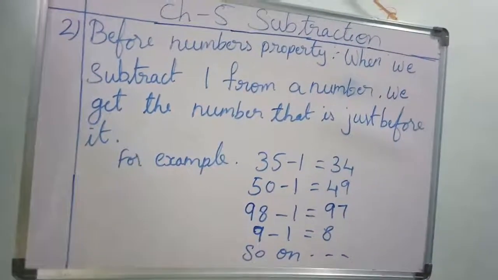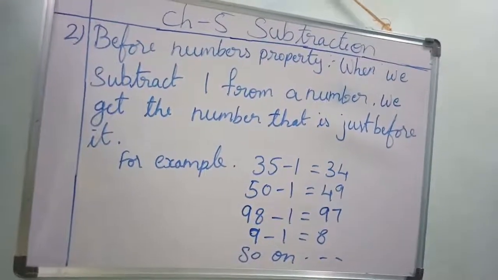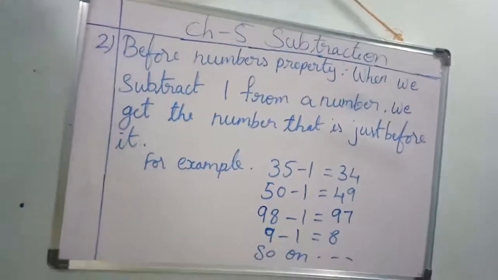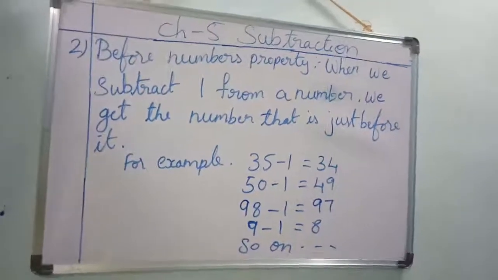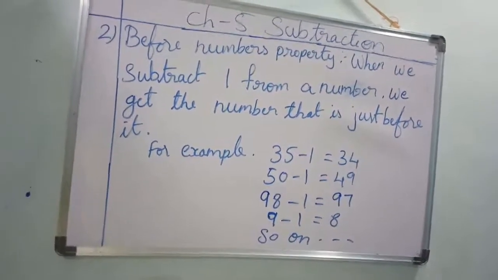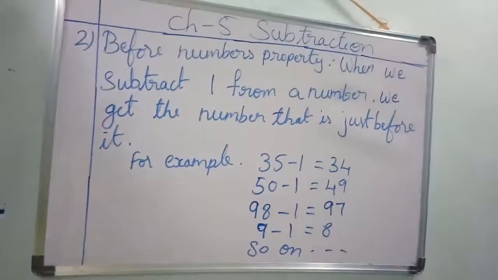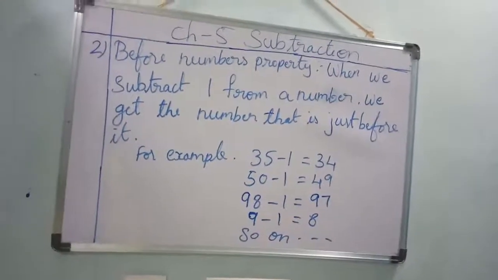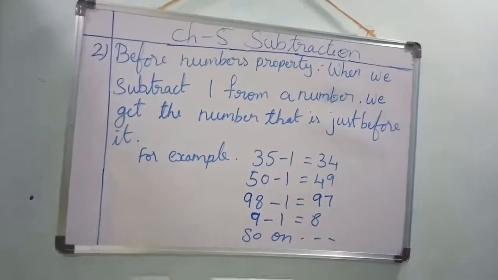Before number property: when we subtract 1 from a number, we get the number that is just before it. For example, 35 minus 1 is equal to 34. 50 minus 1 is equal to 49. 98 minus 1, 97. 9 minus 1, 8, and so on. Understood, children? Copy in the classwork.